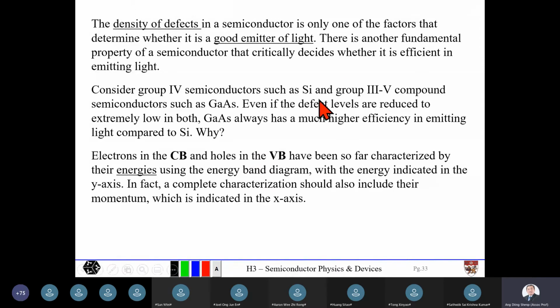Now, even if we take the hypothetical situation where we have perfectly pure silicon and perfectly pure gallium arsenide, right? No defects. If we have such a scenario, then silicon is still a very poor emitter of light, even though it is perfectly pure compared to gallium arsenide. This is because silicon has an indirect band gap and gallium arsenide has a direct band gap.